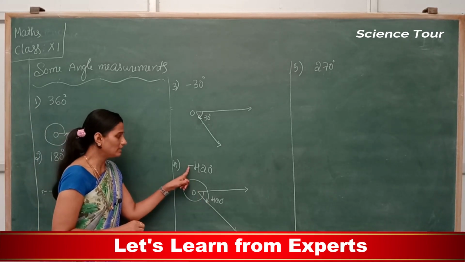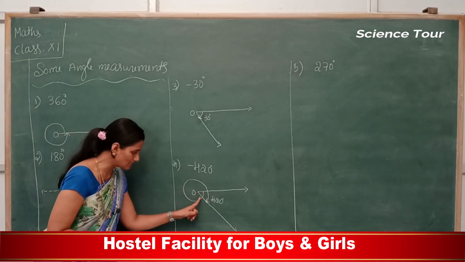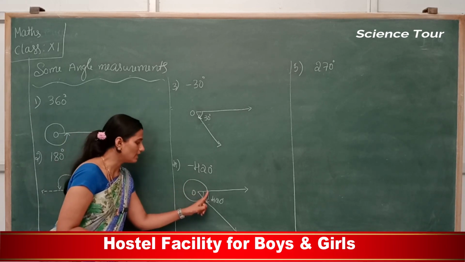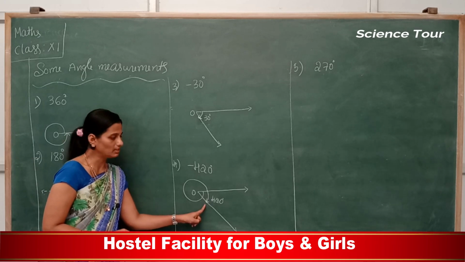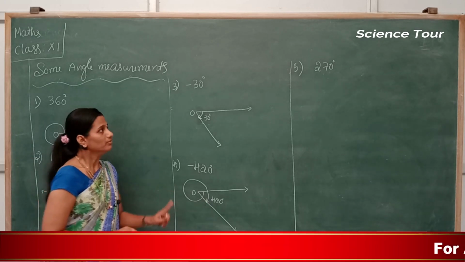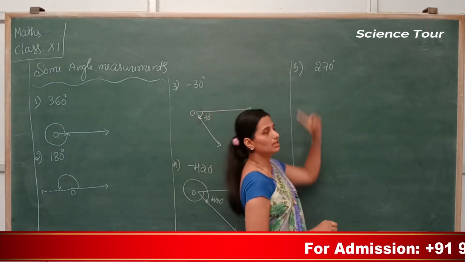Clear, no? And it is minus. Why is it minus? Because it is in clockwise direction. That is minus 420 degree.